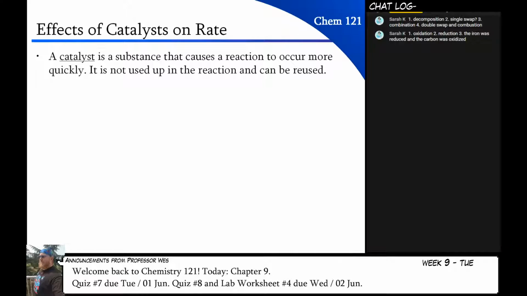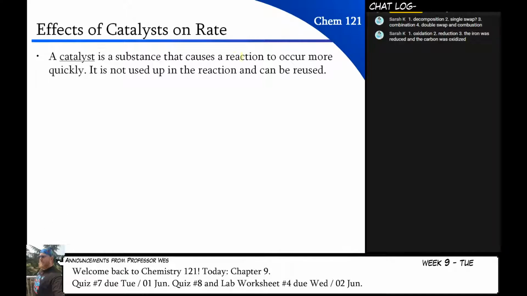The last one that we're going to talk about today is a catalyst. A catalyst is a very important biological substance. Not necessarily biological, I should say. So in biology, we use catalysts all the time, but you can use catalysts in regular chemistry as well. And the features of a catalyst are the following.